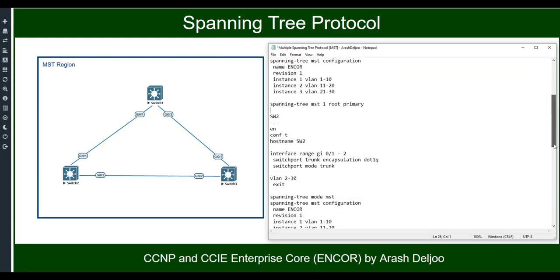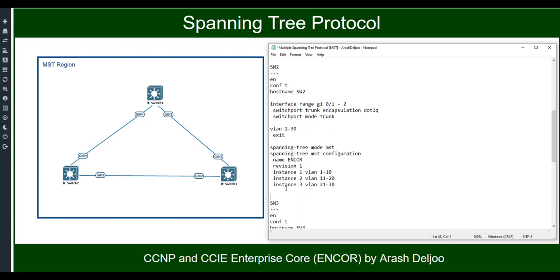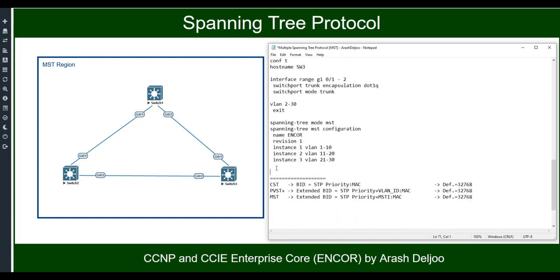And then in switch 2, I'm going to configure spanning tree because I want to create a different STP topology. Spanning tree for instance 2, MST2. This switch is the root primary. And after that, in switch 3, spanning tree MST3, root primary.